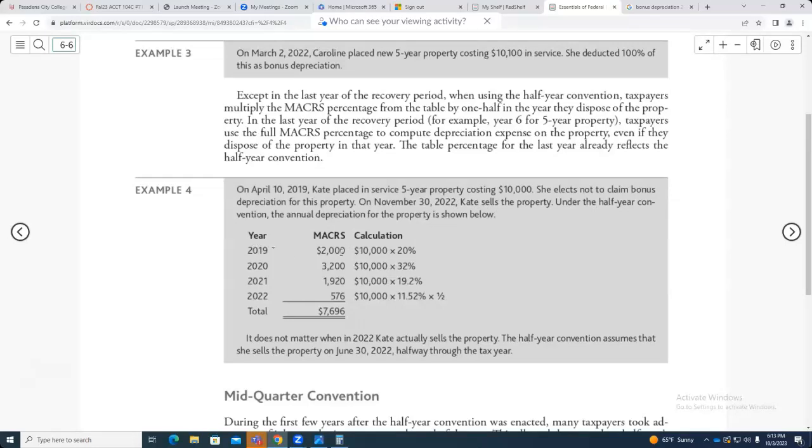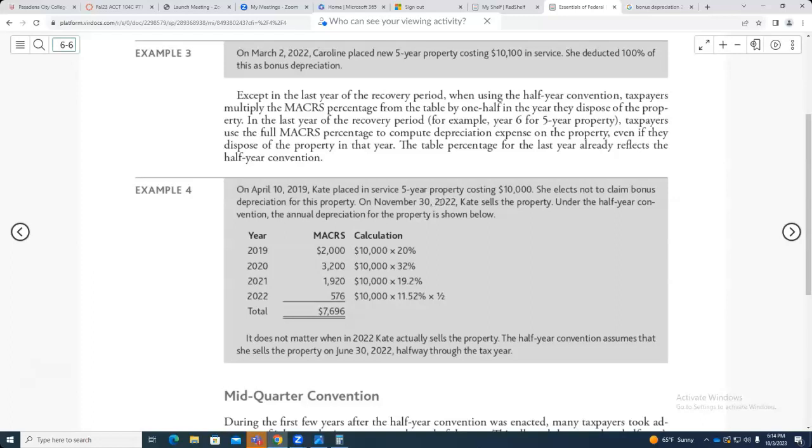In 2019, it is $2,000, which is $10,000 times 20%, half-year convention. Agree? In 2020, it's $10,000 times 32%, using the table that the IRS gave you. So it's just $3,200. In 2021, it is $10,000 times 19.2%. So that's $1,920. In year 4, which is 2022, it is $10,000 times 11.52%, from the table the IRS gave you, multiplied by the half-year convention because we sold it in 2022.